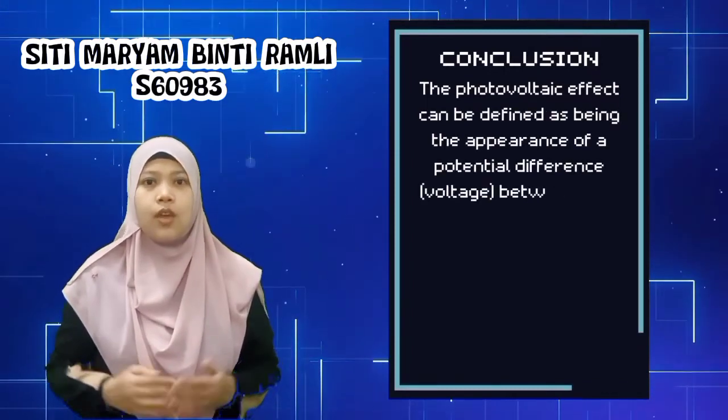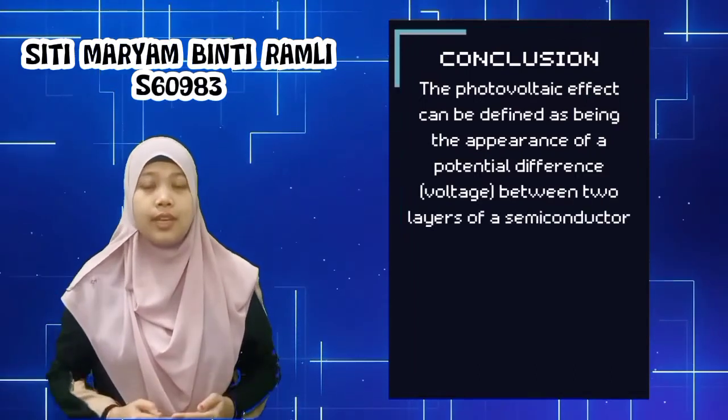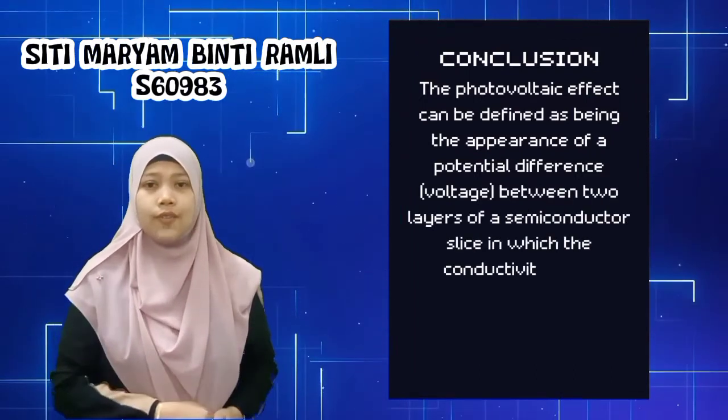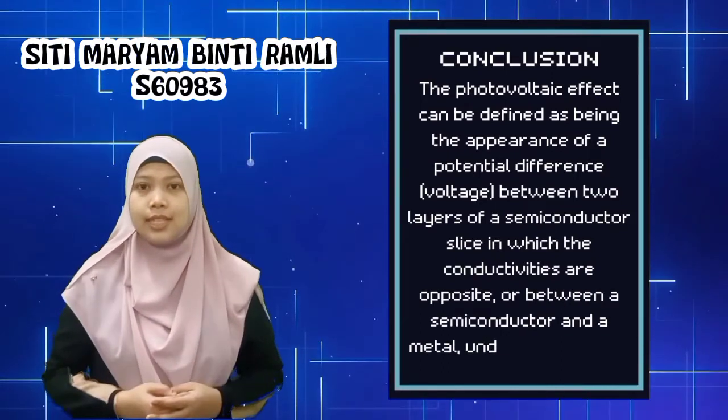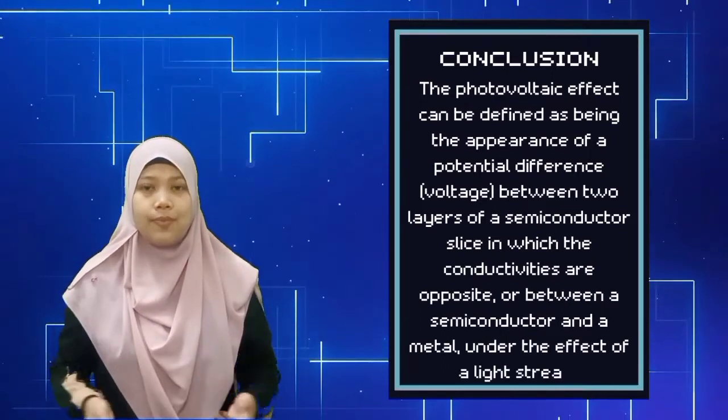The conclusion on photovoltaic is that the photovoltaic effect can be defined as the appearance of a potential difference between the two layers of a semiconductor slide in which the conductivities are opposite, or between a semiconductor and a metal, under the effect of the light stream.